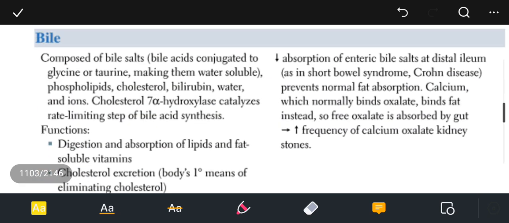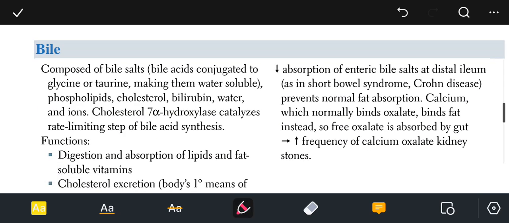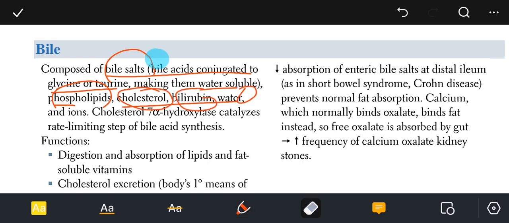Okay. Now moving forward, we have bile. The basic concept about bile is that it is composed of bile salts, bile acids conjugated to glycine or taurine, making them water soluble. So bile acids, when they are conjugated to either glycine or taurine, become more water soluble. Phospholipids and cholesterol, bilirubin and water. So the constituents of the bile are bile salts, phospholipids, cholesterol, bilirubin and water. The big three are the bile salts, cholesterol and phospholipids, and if you want you may also remember the bilirubin, water and ions.